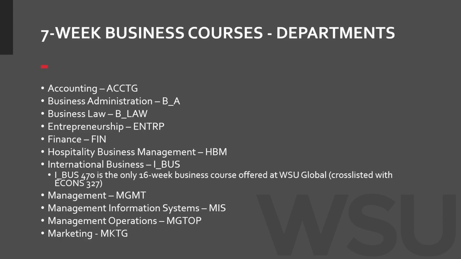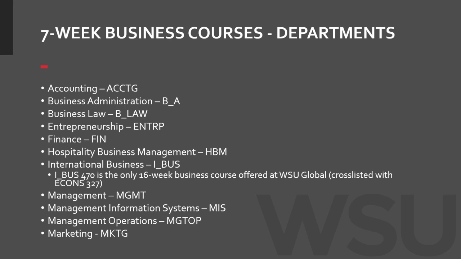First, let's take a look at which business courses fall on this rotation at the Global Campus. All of the business courses that you will be taking, or at least some of them depending upon your major, fall within some or all of the departments that you see here on your screen. There are 11 in total, and all courses with these prefixes are 7-week business classes offered on a certain rotation at Global Campus. The only exception to the 7-week notion for our business courses is International Business 470. That is the only traditional semester or 16-week class that we offer at Global Campus, because it is cross-listed with Econ 327.